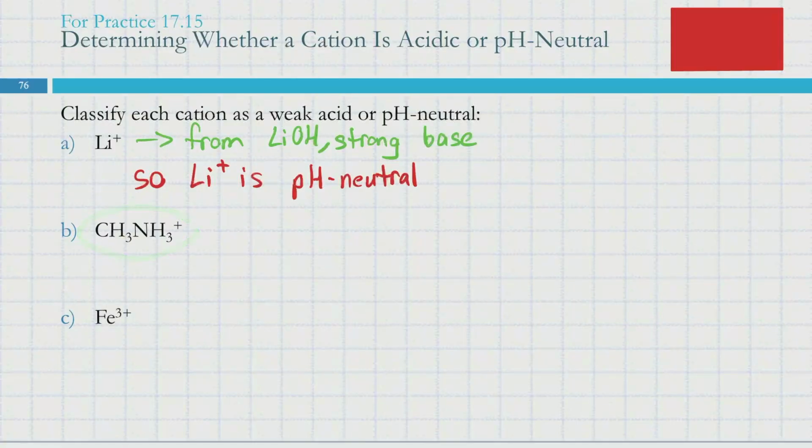CH3NH3+, would that have come from a strong base or a weak base? From a weak base. The tell here is that we've got nitrogen. Nitrogen means that it's an amine, so this would have come from methylamine in this case. Just pull off one of those H pluses.